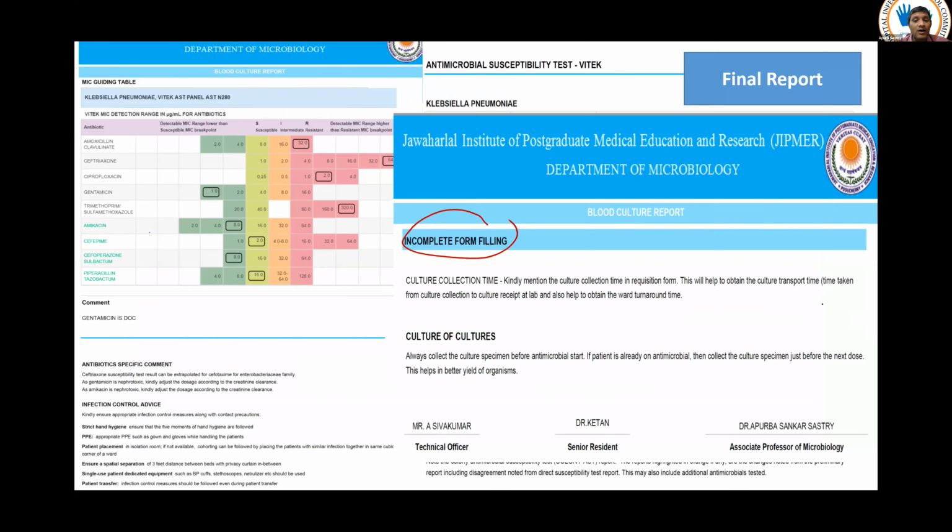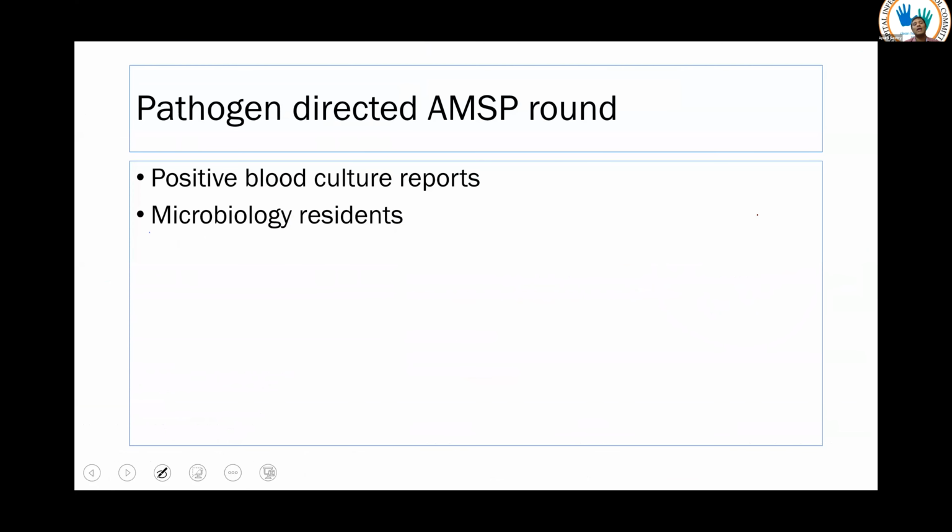One important part of our blood culture diagnostic stewardship that I didn't tell you is this: every day, the resident comes at 7:30 and the reporting starts at 8 to 9. After the reporting is over, the microbiology resident, along with Dr. Ketan, goes for what is called a pathogen-directed AMSP round, where they discuss with the clinicians all the positive blood culture reports that we sent to them just half an hour back, and they try to ensure that the antibiotic advices we have given are implemented.